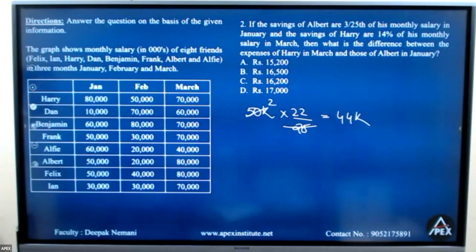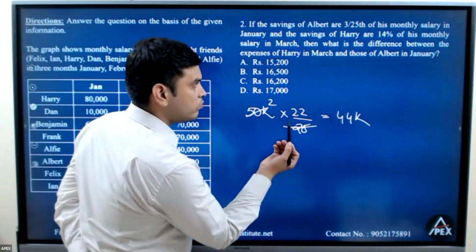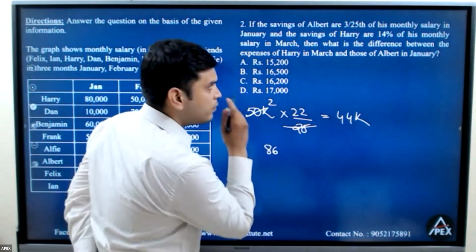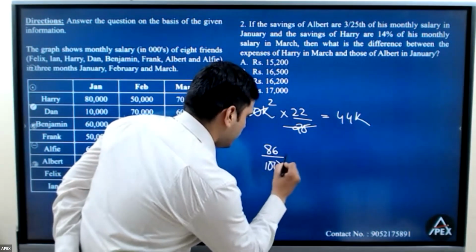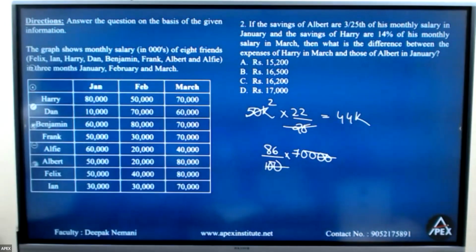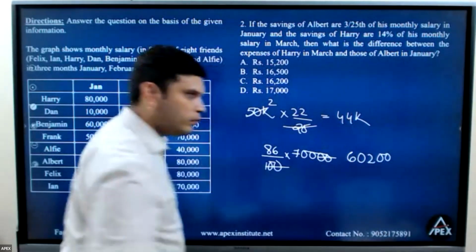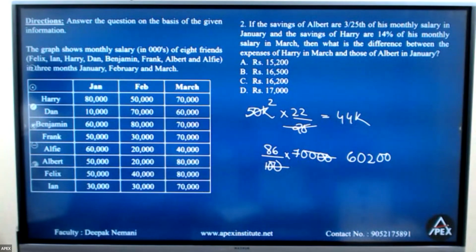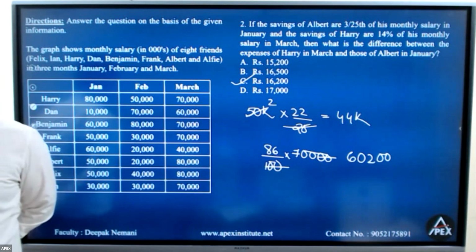Now savings of Harry are 14% of his monthly salary in March. Okay, 14% and the remaining is 86, right? So 86 by 100 into 70,000. Now what is 86 into 700? 60,200. So what was asked? The difference between these two: 16,200. Calculation mistake.